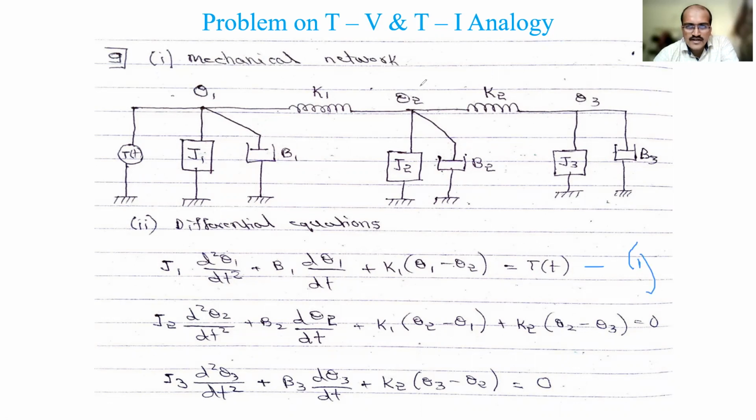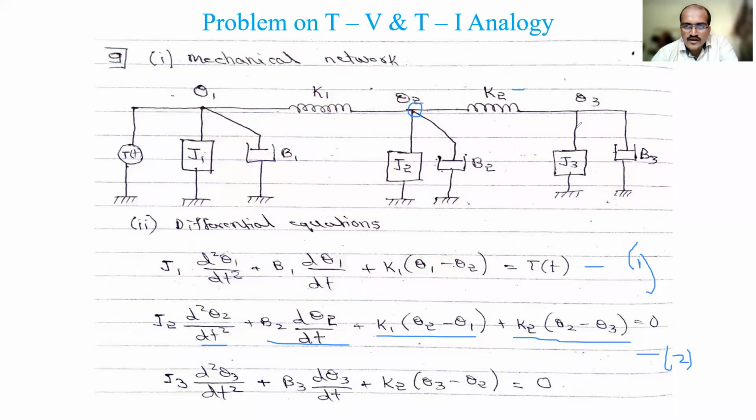Then you have the second displacement. Here you have to focus on the highest degree term, J2. So J2 d square theta 2 by dt square. Then B2 into d theta 2 by dt. Then on the theta 1 side, you have K1, so K1 into theta 2 minus theta 1. And on the theta 3 side, you have K2. Both you have to consider, K2 into theta 2 minus theta 3, equal to 0. This is your equation number 2.